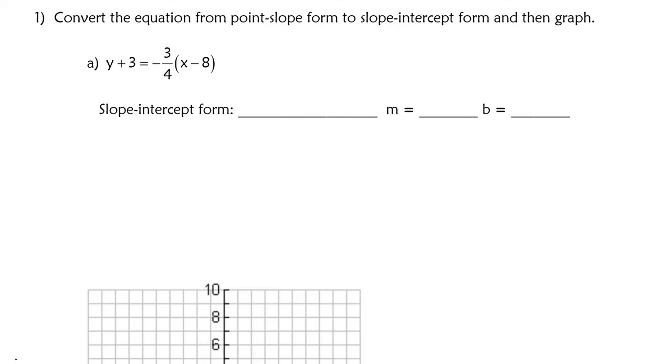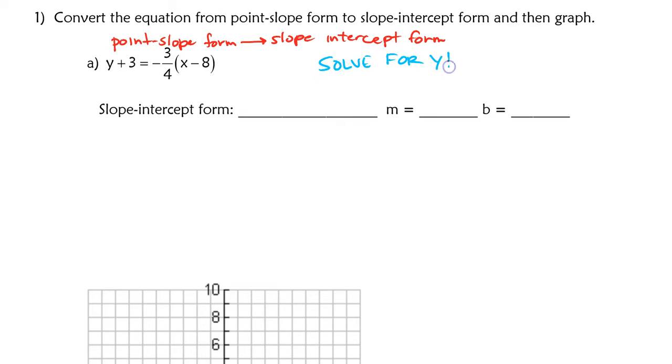Alright, so let's take a look now at our example. In this example we have an equation that's given to us in point slope form. So let's go ahead and write that in, point slope form. Our goal is to change this so that we can put it into slope intercept form. So what we have to do is something that we've been practicing a lot this entire year. We're going to have to solve for y. Okay, we have to get the y by itself.